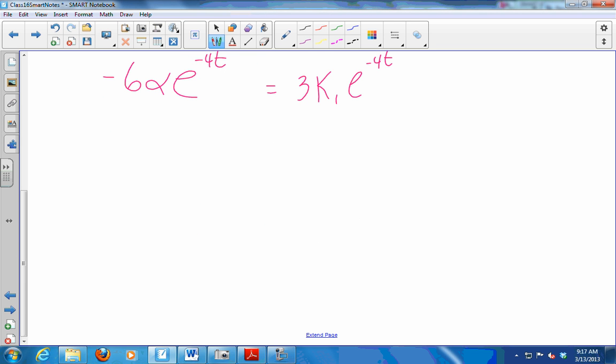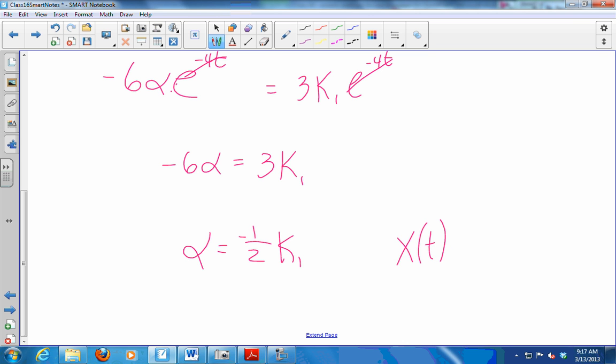Lop off the e's. I can divide them out because e to the something's never 0. So negative 6 alpha has to equal 3 times k1, which means that alpha is negative k1 over 2, or negative 1/2 k1. So I found a particular solution. My particular solution is going to be x of t equals negative 1/2 k1 e to the negative 4t.